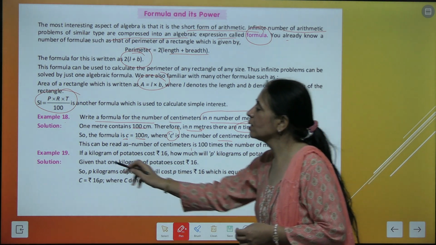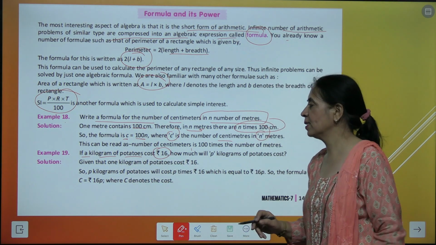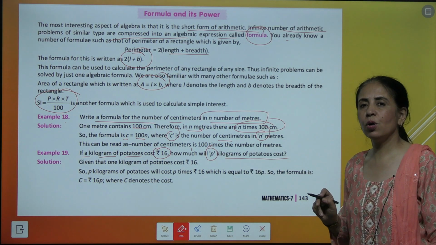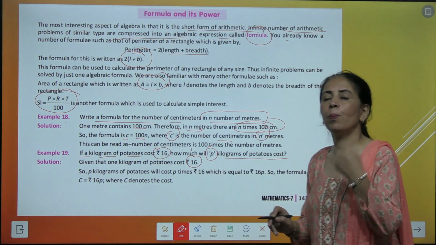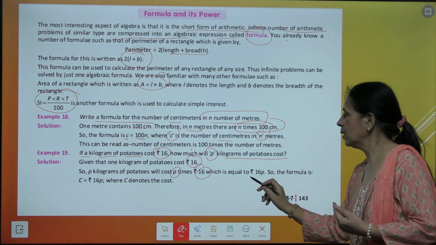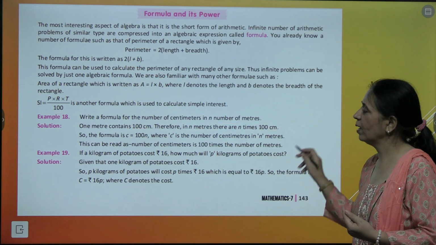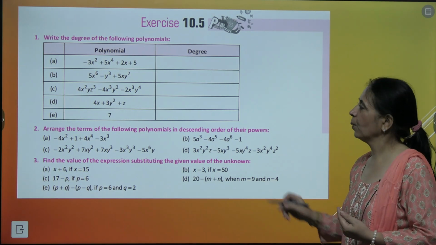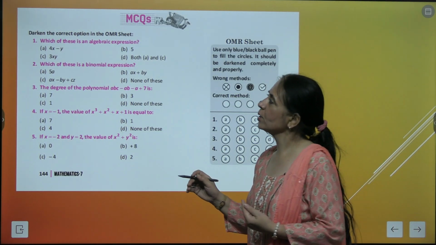Okay, now similarly, if a kilogram of potatoes costs ₹16, how much will p kilograms of potatoes cost? So 1 kg costs 16 rupees, so p kgs will cost p multiplied by 16. This is equal to ₹16p. So in this way we create the formulas. Now it's your turn. You are going to try the exercise and we come to the multiple choice questions.